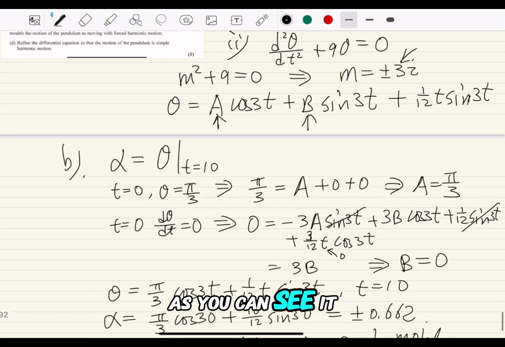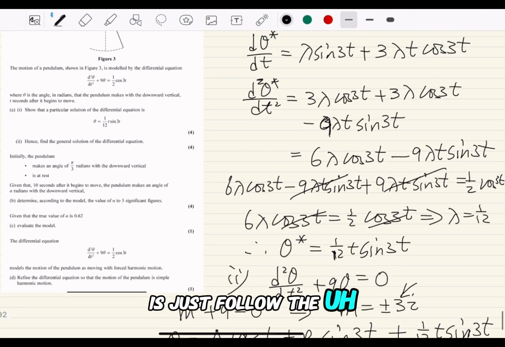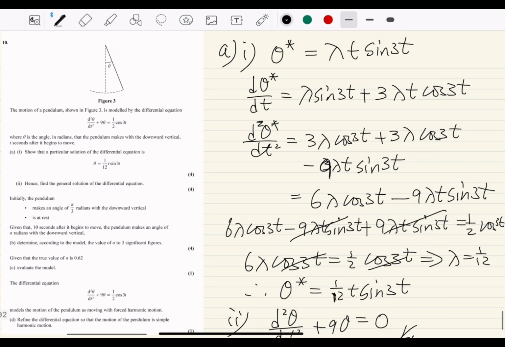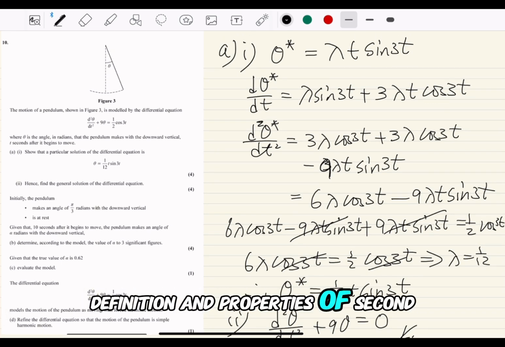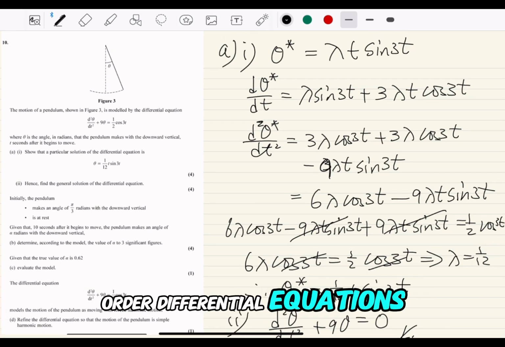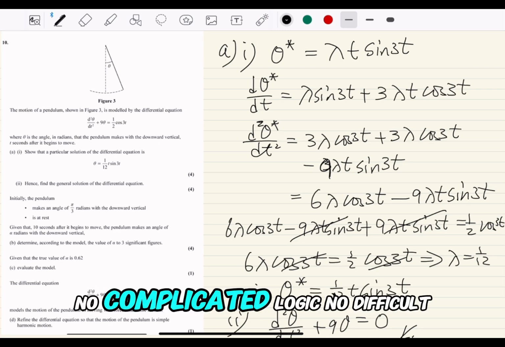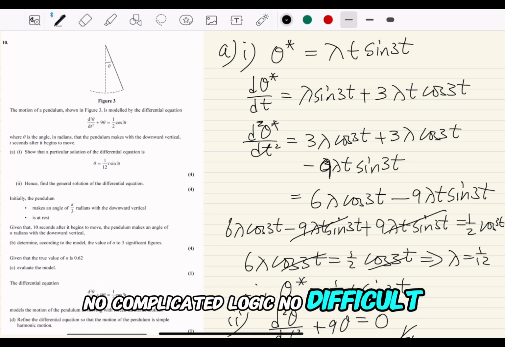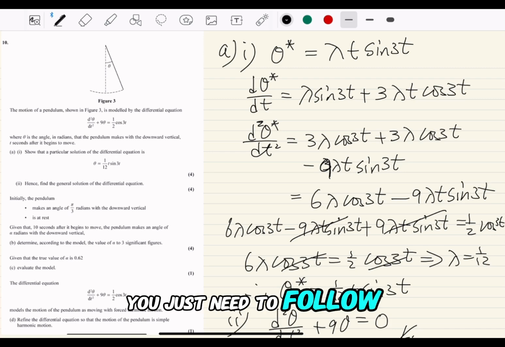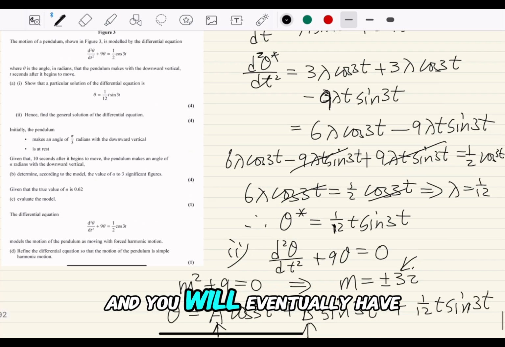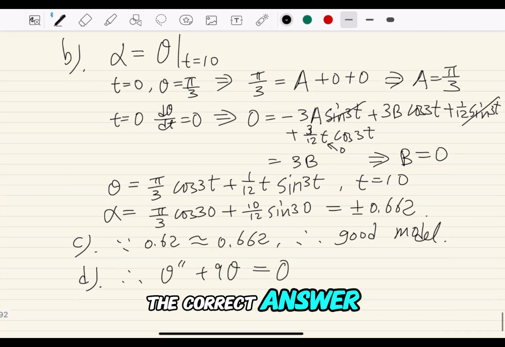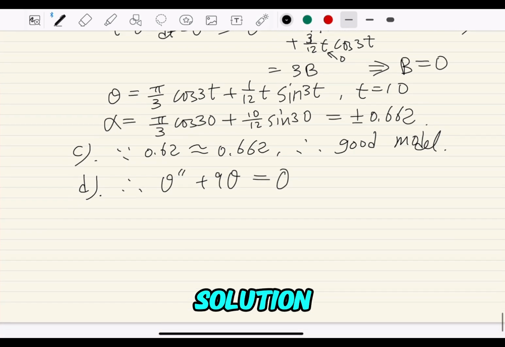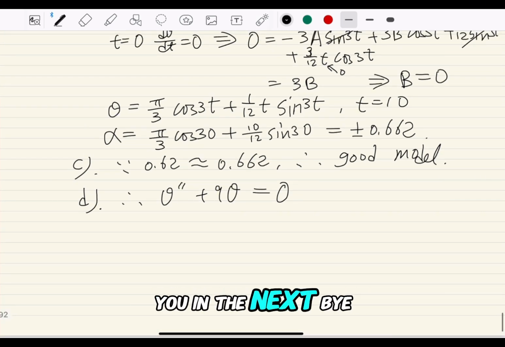As you can see, it just follows the standard and basic definitions and properties of second order differential equations. No complicated logic, no difficult calculation. You just need to follow the rules and you will eventually have the correct answer. I hope you understand the solution, enjoy the video, and see you in the next. Bye.